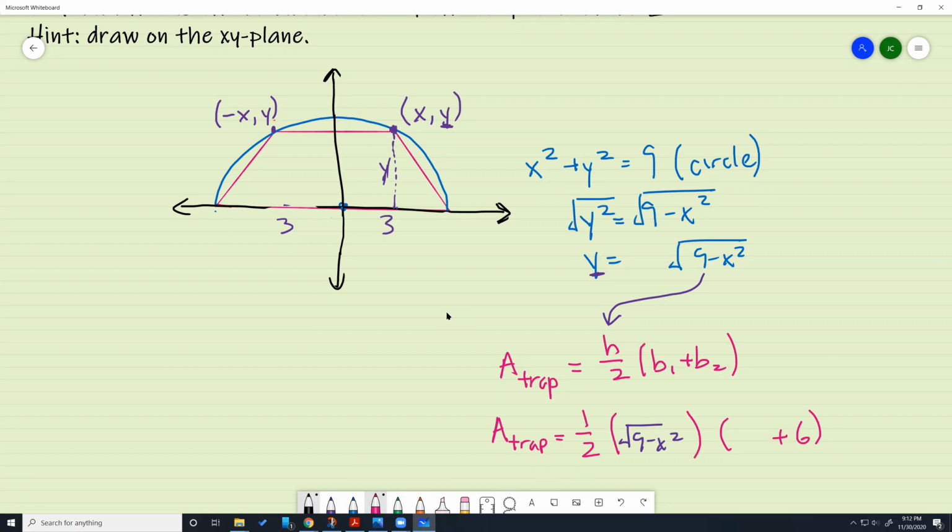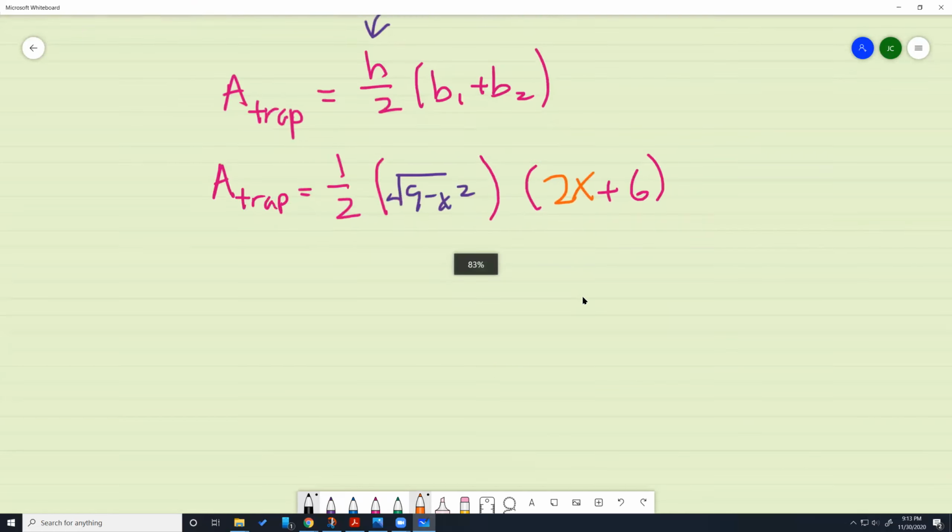Last but not least is the shorter base, and we have to come up with an expression for that as well. The way we can do it is if this point is x and this point is negative x, or at least the x values are, then the shorter base stretches from negative x to x. So the equation for that distance is x minus negative x, which is 2x. Go ahead and write it there. So we have this expression.